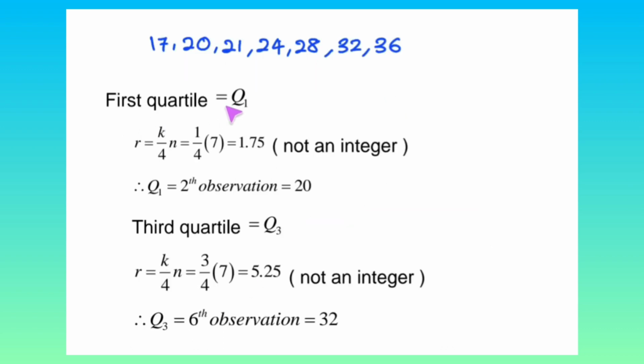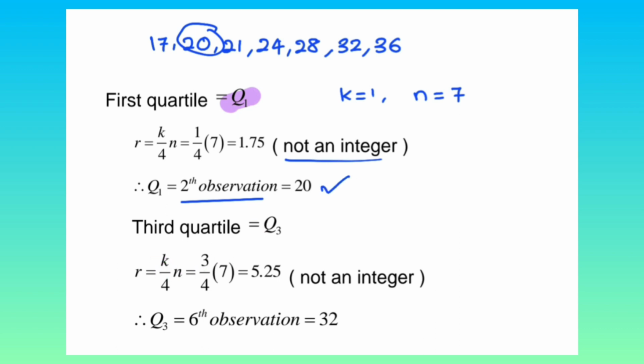Next, we want to find the first quartile. First quartile is Q1, so k is equal to 1. We already know n is equal to 7 because there are 7 data. So, find the value of r. We have 1 times 7 divided by 4, which is 1.75. This is not an integer, so we round up to the next integer. So our Q1 will be the second observation. The second observation here is 20. So the answer for Q1 is 20.